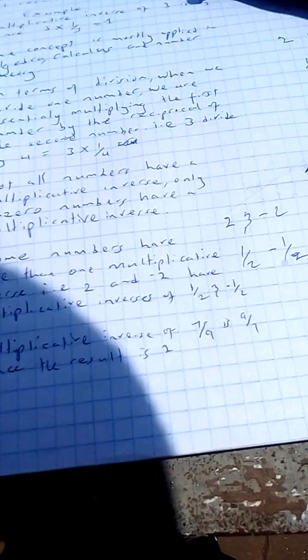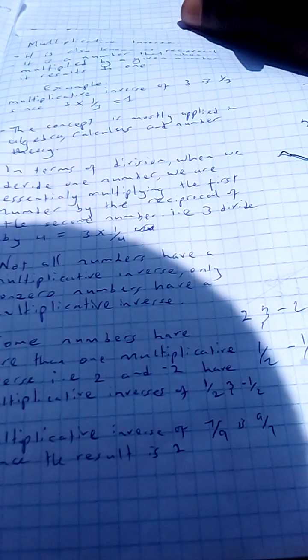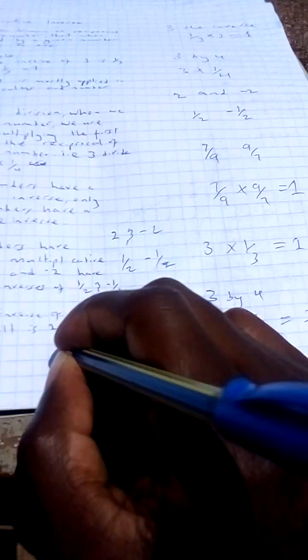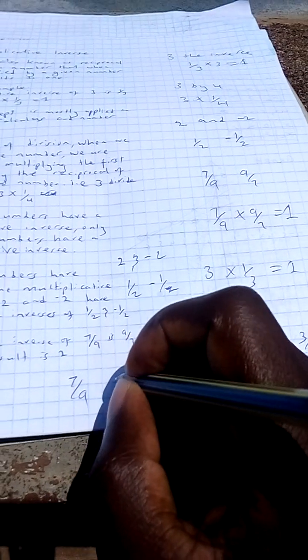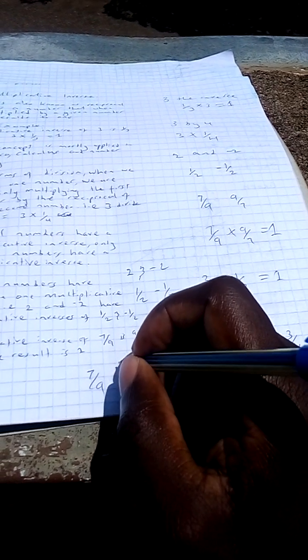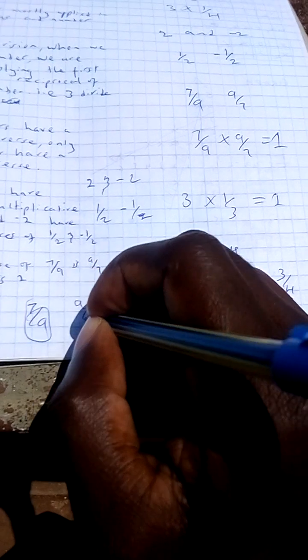Let's take, for example, a fraction. We are using 7 over 9. The reciprocal of 7 over 9 will just be 9 over 7.